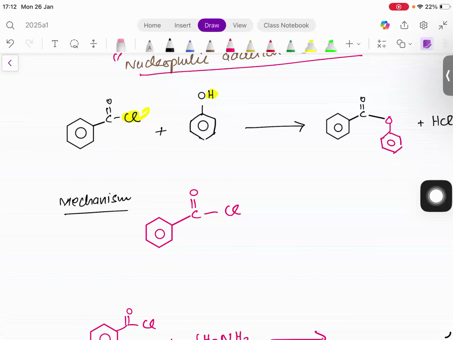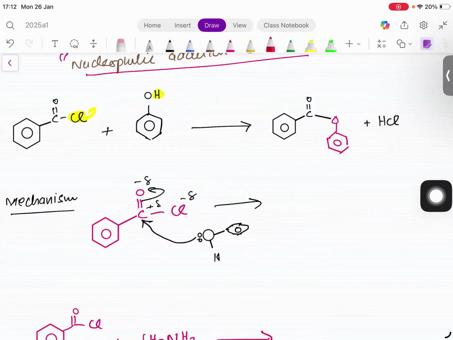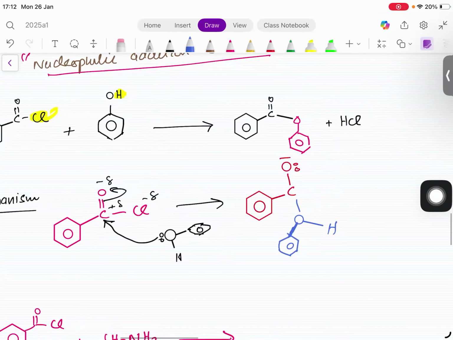First, you have to show the charges. And in the first step, the oxygen's lone pair, here. And then what is the intermediate formed? Single bond, here the lone pair. Now this oxygen is connected with C6H5 on one side and H on the other side. And this is Cl.